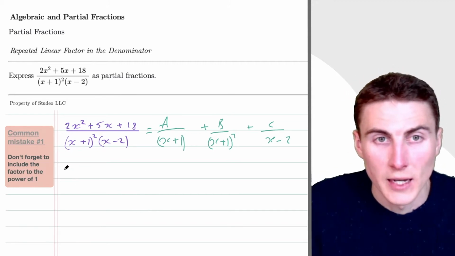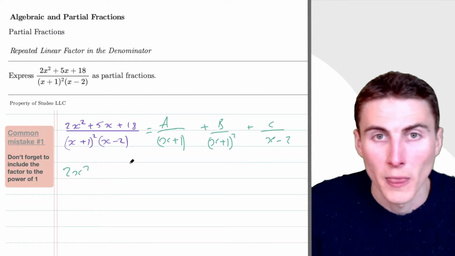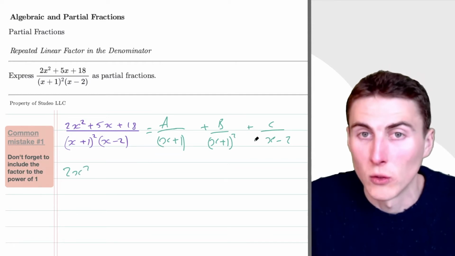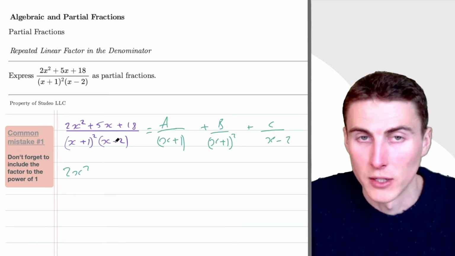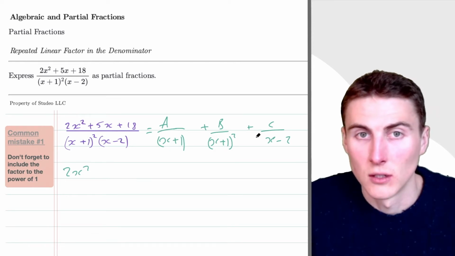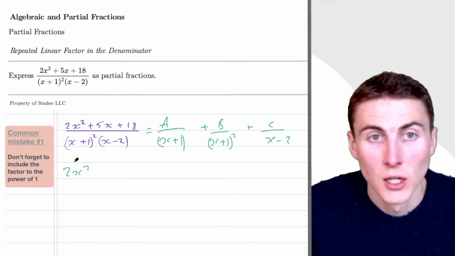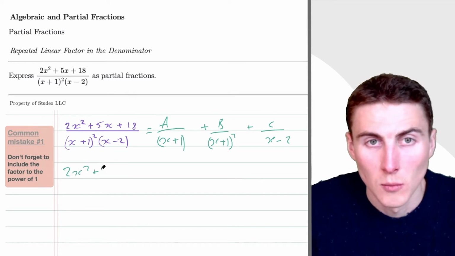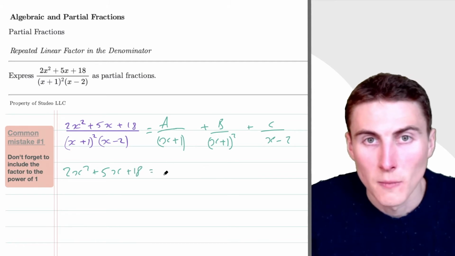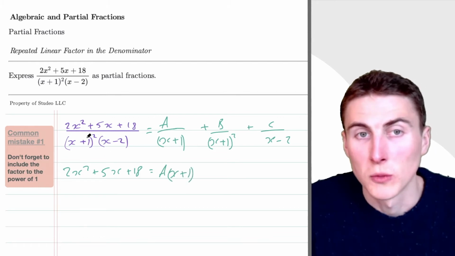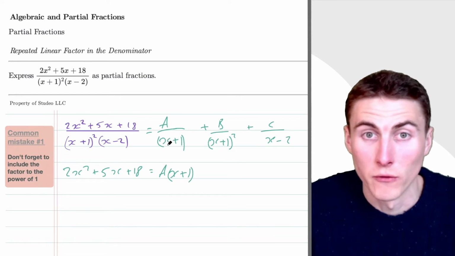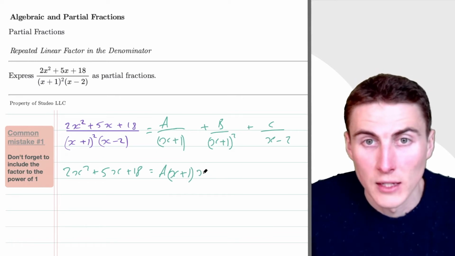So we'd still now multiply all of these by x plus 1 squared and x minus 2, so that it cancels out all of the denominators. So we get 2x squared plus 5x plus 18 equals, and then for the A, you'd have an x plus 1, because when you multiply by x plus 1 squared, it'll cancel out one of them but not the other one, and you'd have the x minus 2.